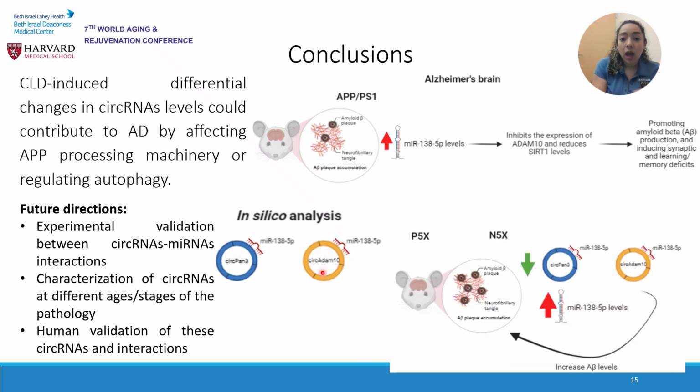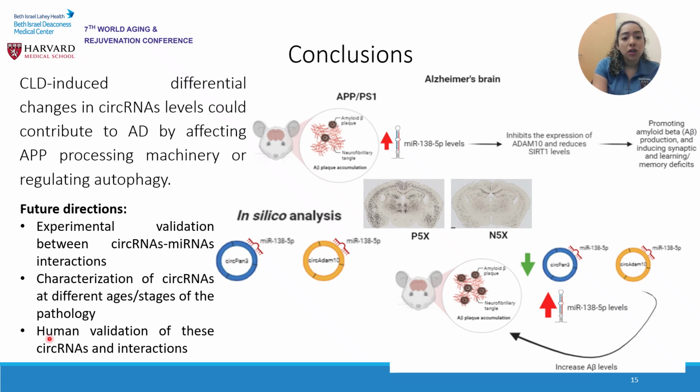However, in our model, these circRNAs were downregulated, potentially releasing the microRNA and promoting A-beta accumulation, as we can see in our stain of the slices. This remains a hypothesis and needs experimental validation.